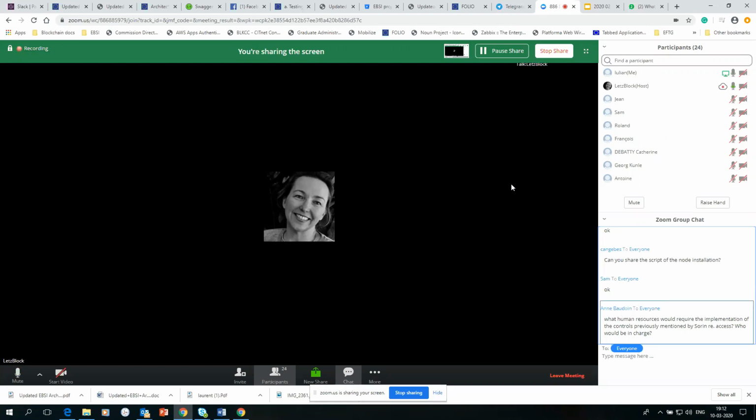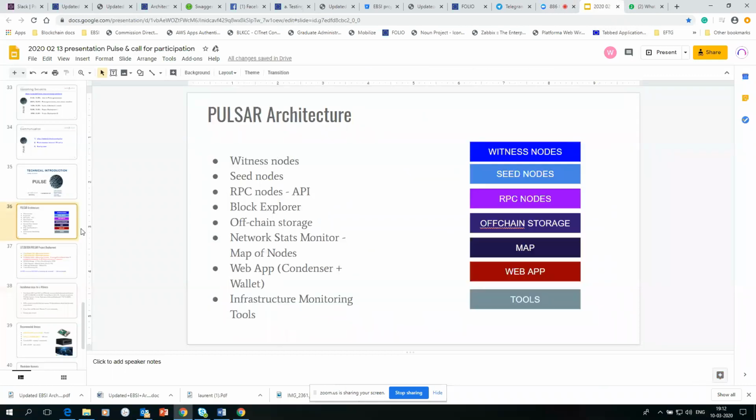I have a question. I'm not the typical technical guy, and so we have machines that will be witnesses. Then you will have seed nodes. What else did we have? Now, from a learning point of view, what kind of elements will help me to determine which kind of node I would like to run? So what will each of these nodes teach me?